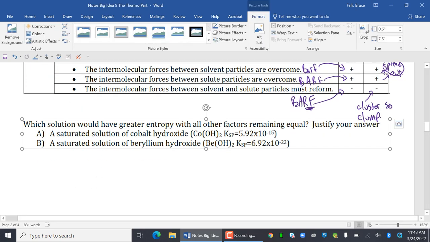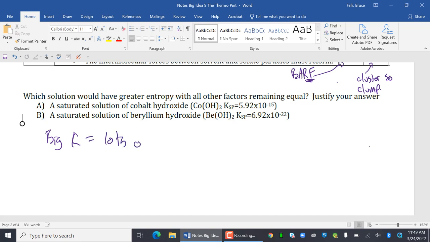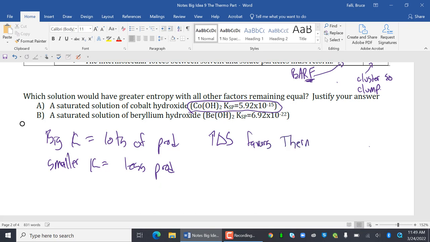Which solution has a greater entropy, with all other factors remaining equal? Justify your answer. Remember, Ksp tells us a big K equals lots of product, and a smaller K equals less product. What we have right here is Co(OH)2, which has a much bigger K. So which solution has a greater entropy? Remember, increasing entropy favors thermodynamic favorability. So that means the Co(OH)2 likely has a larger entropy. That's not so bad.